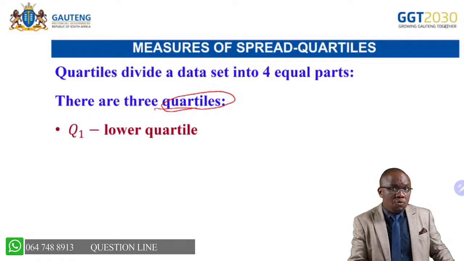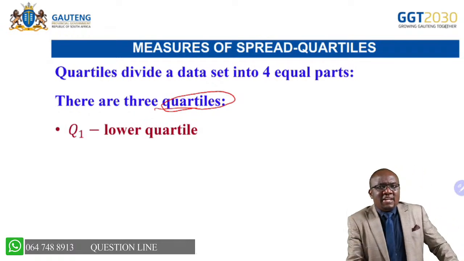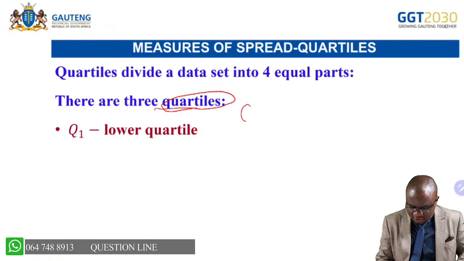Lower quartile, Q1. We have talked about Q2. What is Q2? Can you give us the answer there? Just say it verbally. Anyone who remembers what Q2 is? Q2 is the median. So I'm not going to repeat that.